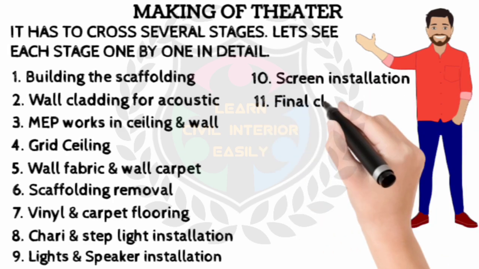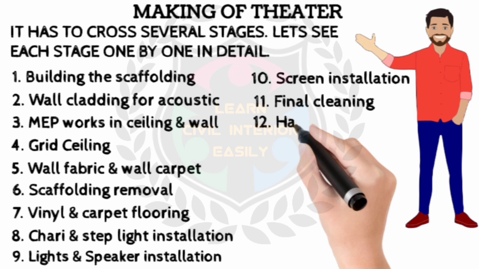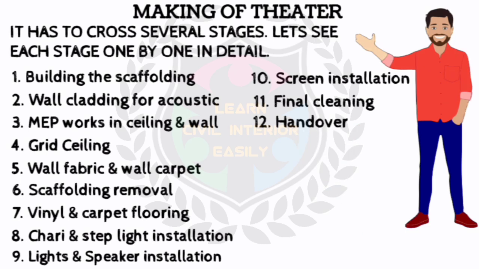One is building the scaffolding. Next is wall cladding for acoustic. Third is MEP work in ceiling and wall. And then next is grid ceiling. Next, wall fabric and wall carpet. Next one is scaffolding removal. Next one is vinyl and carpet flooring, chair and step light installation, light and speaker installation, screen installation, final cleaning, and the last one is handover.